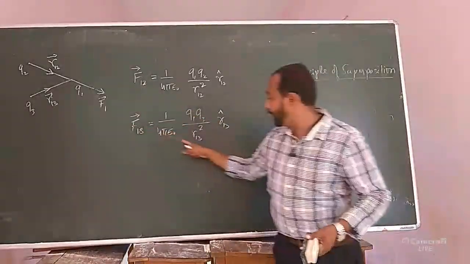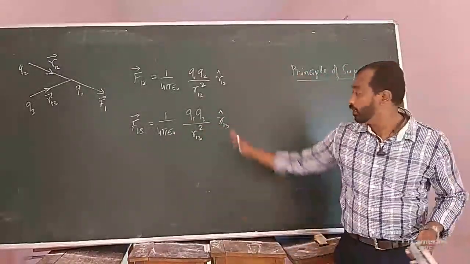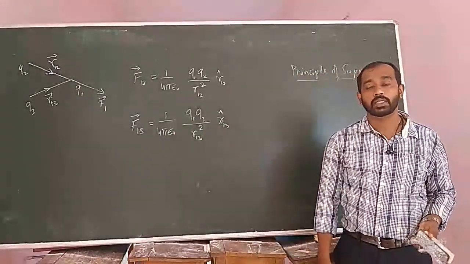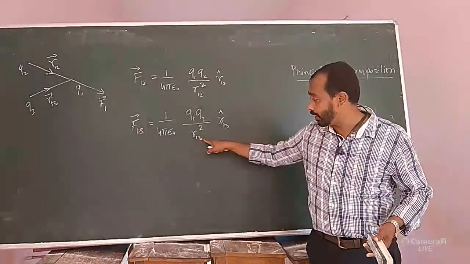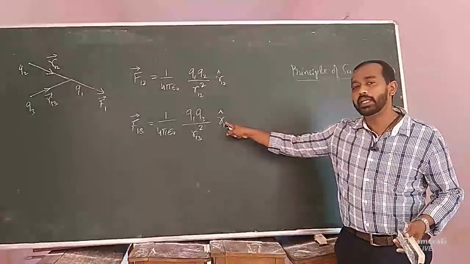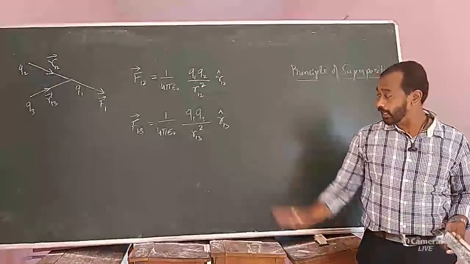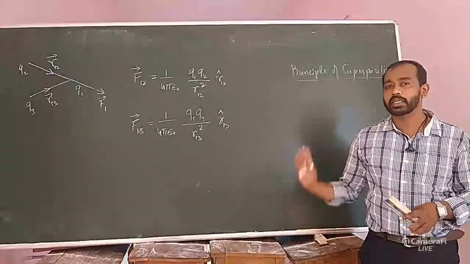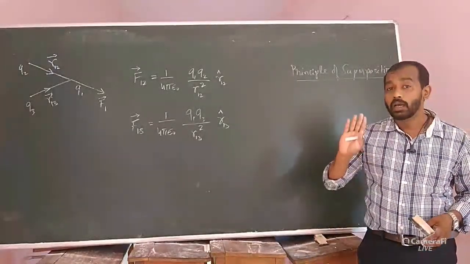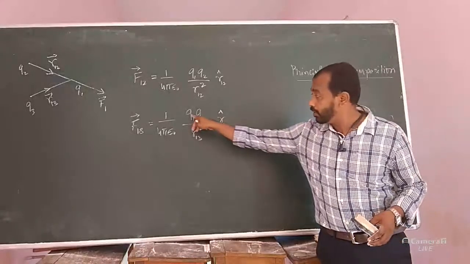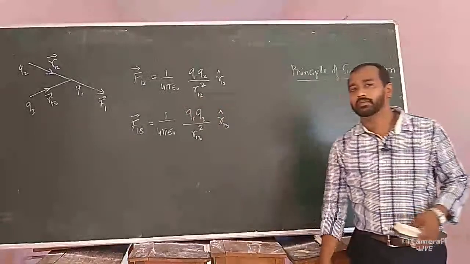If F13 is in the direction of R13, then the force is treated to be positive. This unit vector is treated to be positive. If F13 is in a direction opposite to that of R13, then this is negative: minus R13 unit vector will be multiplied here. So that is the case here. When we are trying to find out the direction of the force, remember that the polarity of the charges should not be placed in the equation.